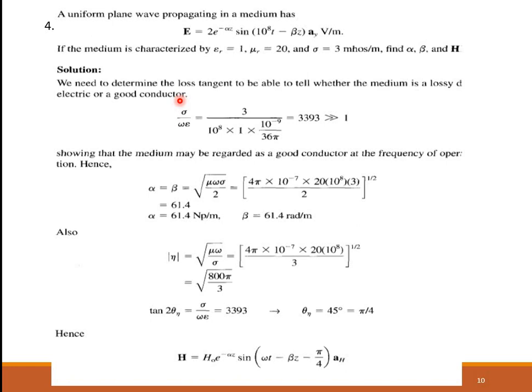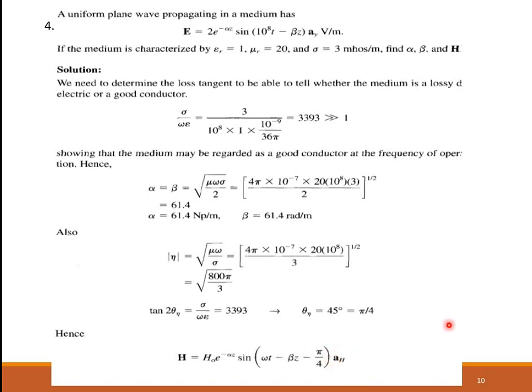And for a perfect conductor, alpha and beta both are equal. And this expression you should be knowing. And if you substitute directly, you will get the expressions for alpha and beta. Similarly, eta also you can find out. And then how do you find out h? See, by now you should be knowing, given E, how you find out h, or given h, how to find out E. So H0 can be found out. Once you find out the intrinsic impedance, you can find out H0 e raised to minus alpha z sine omega t minus beta z, and then determine theta n.